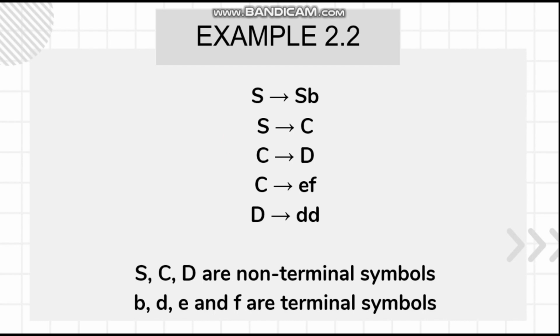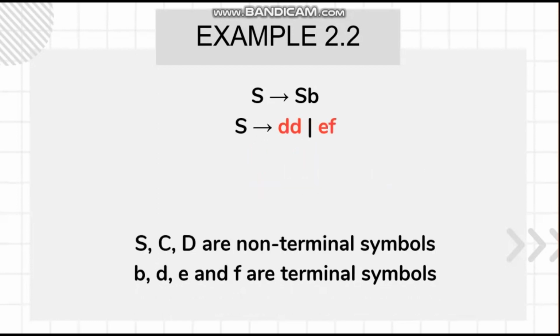Moving on to the next example. Here we find out that C gives D is one of the unit productions. So upon replacement of D, we get C gives DD. Doing the same thing for S gives C, we get S gives DD or EF, which is the final answer.